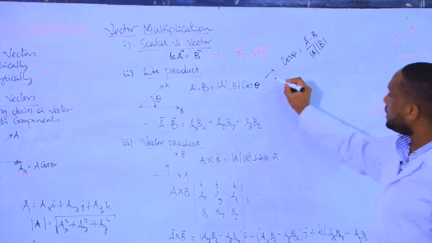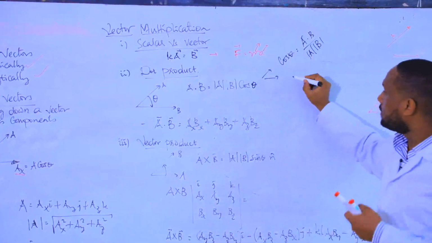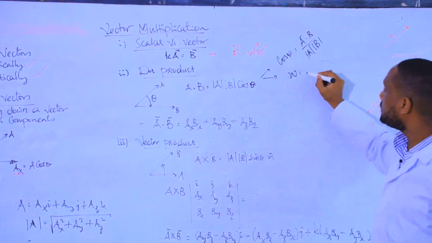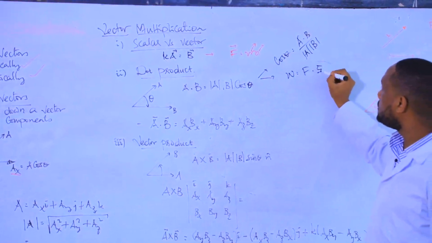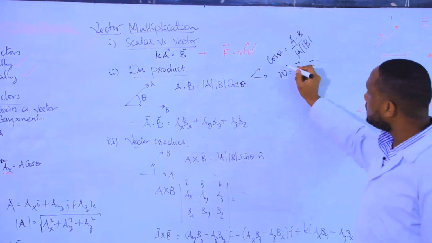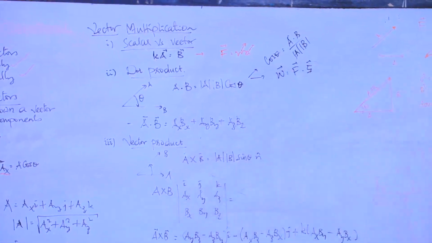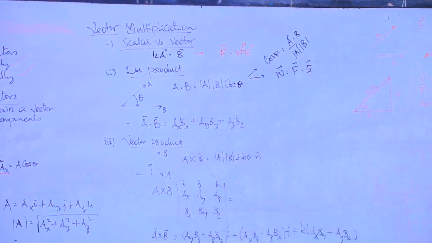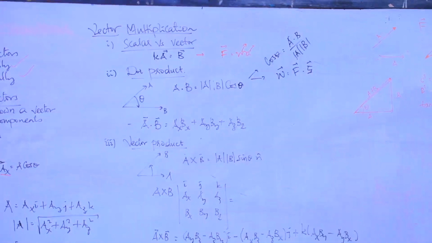And from dot product we can also calculate work done. As you know, work done in physics is defined as force dotted with displacement. Both force and displacement are vector physical quantities, but work done is a scalar physical quantity. Okay? So these are some of the applications of dot product.